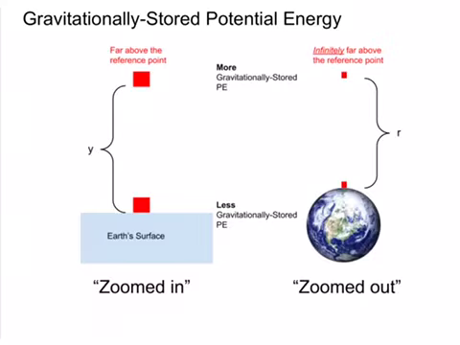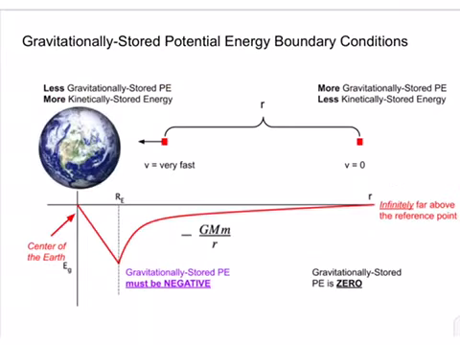Okay? Now, what's always true is that when you're far away from the Earth and when you're close to the Earth, we're always talking about more and less gravitationally stored potential energy. In my slides, I made a point to say there was more and less rather than an exact amount, because what we're really concerned with was a change in gravitationally stored potential energy. All right, so back to this slide here.